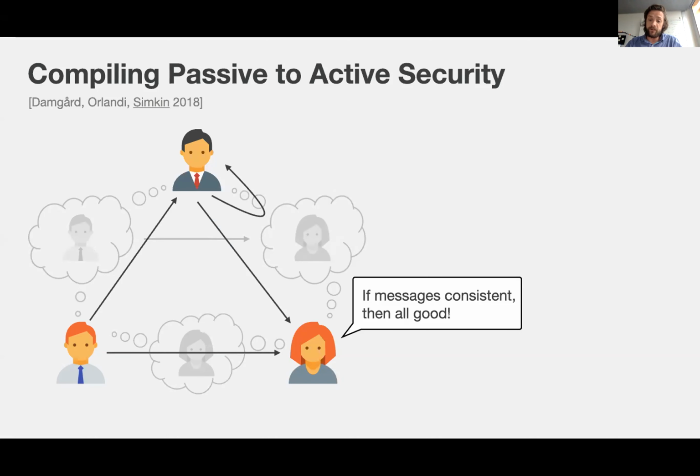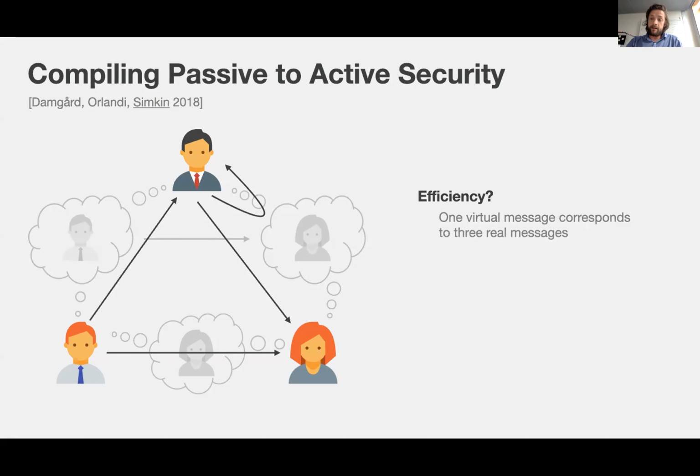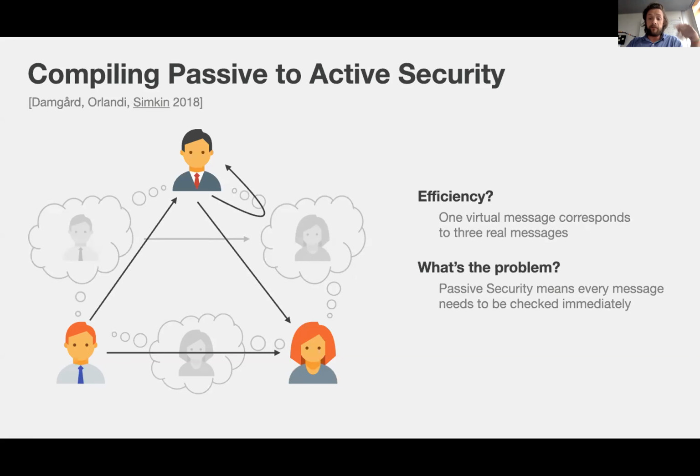So from Alice's view, if the messages that she received are consistent, everything is good. If the messages are inconsistent, then she can abort because she knows that the adversary tried to misbehave in the protocol. So this is the very high-level view of the protocol. And when we look at the efficiency, basically for every single virtual message, we need to send 3 real messages.